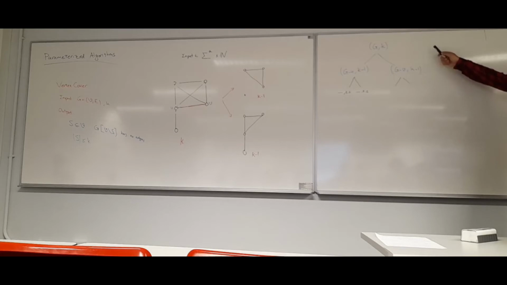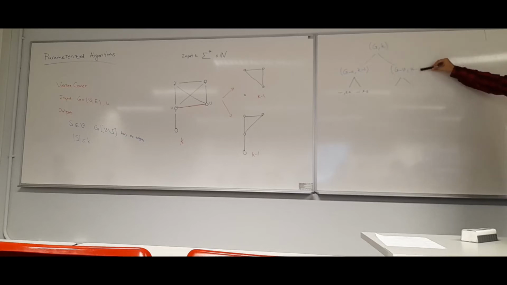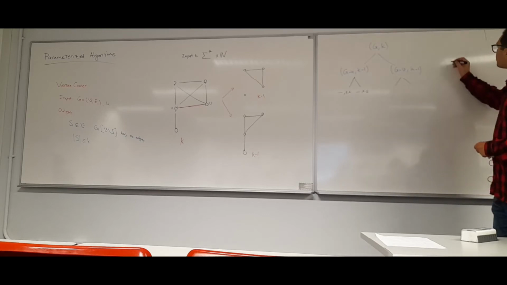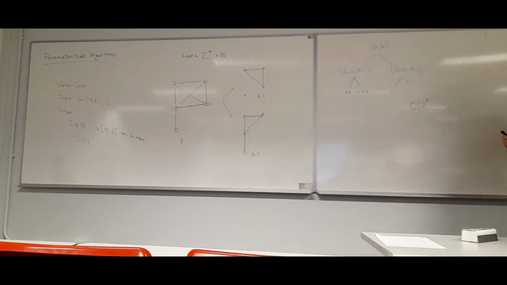It can go at most k steps down. It can have at most k levels, because I'm starting with k here and the value is decreasing. So the number of vertices in this tree is at most 2 to the power of k. So my runtime is going to be 2 to the power of k times the amount of time that I spent at each one of these vertices.